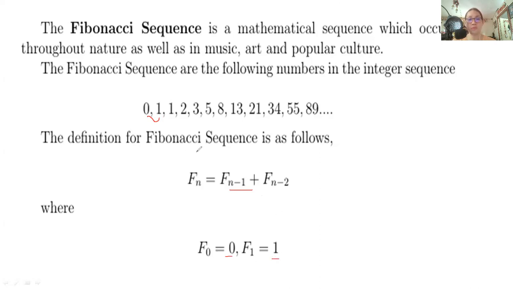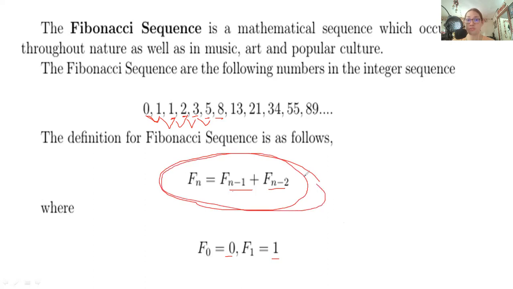If 0 is our starting point, we just add 0 plus 1. So 0 plus 1 becomes the next term, 1. And then 1 plus 1 becomes the next term, 2. 1 plus 2 becomes the next term, 3. 2 plus 3 will be the next term, 5. 3 plus 5 will be the next term, 8, and so on and so forth. So that is the meaning of the sequence based on its notation or formula: f sub n is equal to f sub n minus 1 plus f sub n minus 2, where f sub 0 is 0 and f sub 1 is equal to 1.